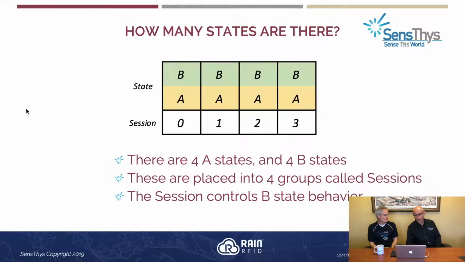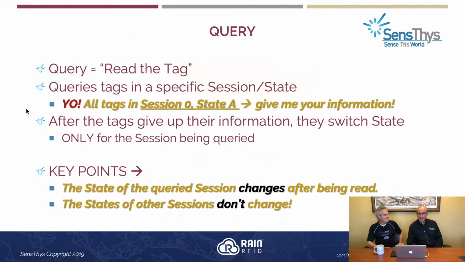So there are 4 independent A states and B states. Right. And 8 would be too many, and 2 would not be enough. I like 5, but I think we'll stick with the 4. So anyway, the sessions are grouped. Session 0 has an A and a B state. Session 1 has an A and a B, and so on and so forth. But the B behavior is different for each session. So let's take a look at that.